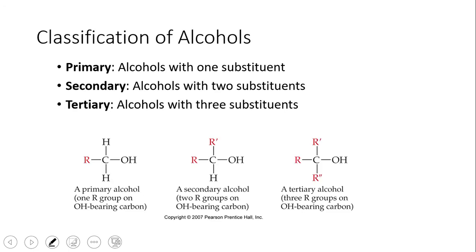Remember, alcohols are carbon compounds that contain the hydroxyl or OH group. We can classify alcohols based on how many substituents are attached to the carbon that's bearing the hydroxyl group. So we have primary alcohols, which have one substituent, as you can see there on the bottom left. Secondary alcohols are those that have two substituents, as you can see the one in the middle there. And tertiary alcohols have three substituents.